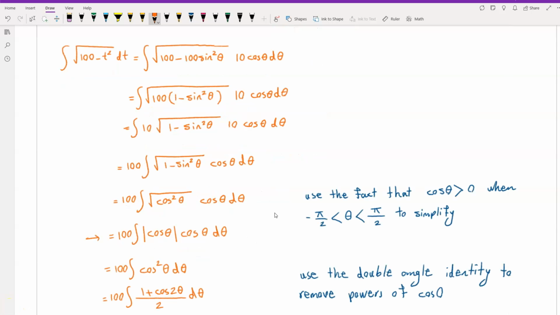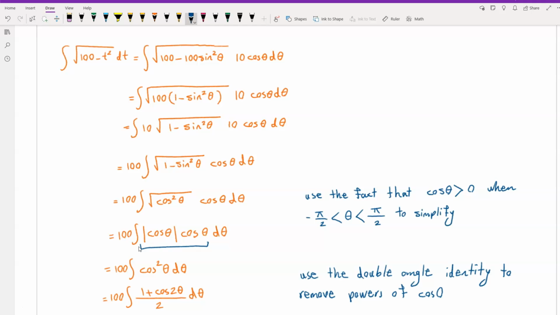Next step, use the fact that cosine theta is greater than 0 when theta is between negative pi over 2 and pi over 2. So use this to simplify. So what we have here is equal to 100 times the integral, instead of the square root of cosine squared, we have the absolute value of cosine multiplied by cosine times d theta. And then, cosine theta is greater than 0 because of that. Instead of this part, now we have cosine times cosine is equal to cosine squared.